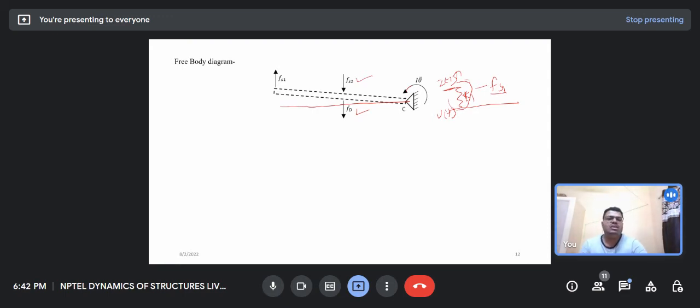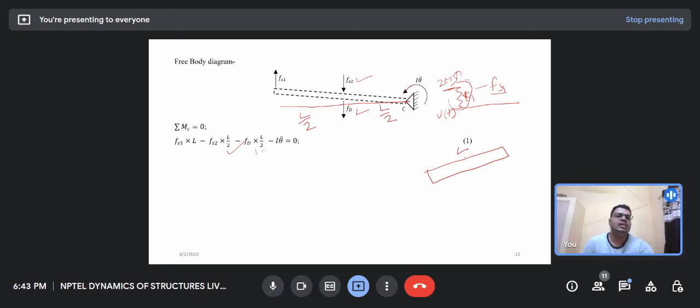Okay. So now take the moment about the hinge. This is the L by 2, this is the L by 2. If you take the moment about the hinge, or the point C, you will get Fs1 into L1 minus Fs2 into L by 2 minus Ft into L by 2 minus I theta double dot is equal to 0. So now first calculate the mass moment of inertia of the rod. Anyone can tell me what is the moment of inertia of this rod? As we have discussed, if the bar is of length L, about the midpoint the inertia is ml square by 12.